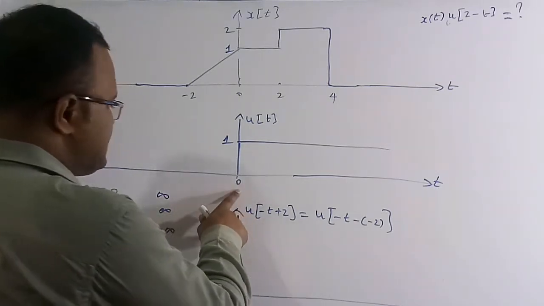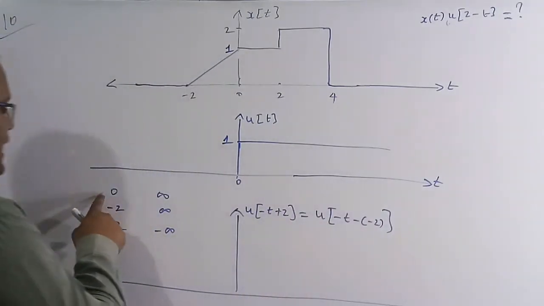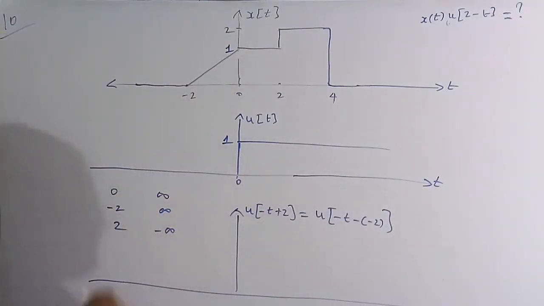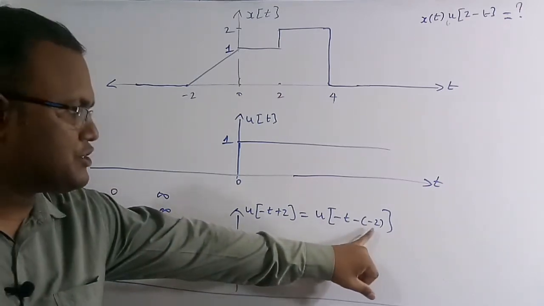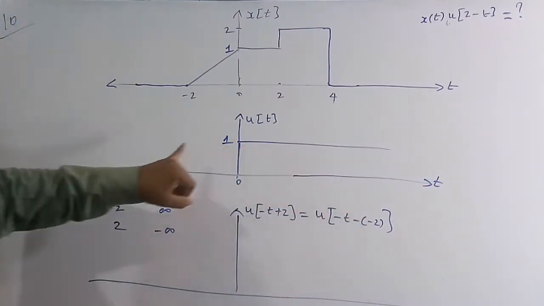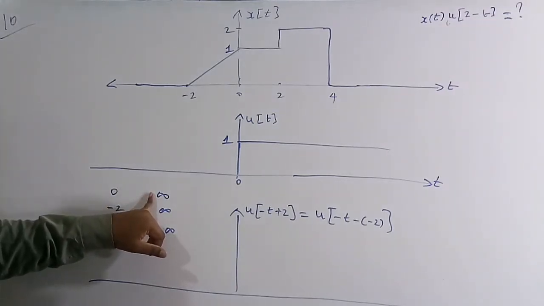So initially at t equal to 0 its value is 1, and at infinity the value is 1. Therefore at t equal to 0, the initial value, and the final value at infinity, means the time duration from 0 to infinity. So this is minus 2. Now we have to add minus 2 for this one. So 0 minus 2 is again minus 2. Infinity minus 2 is again infinity.